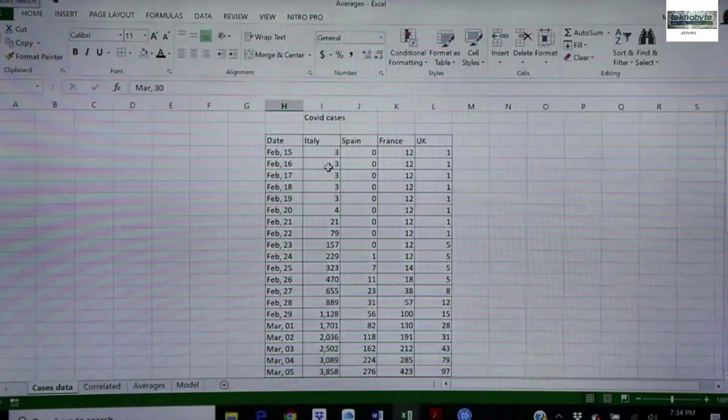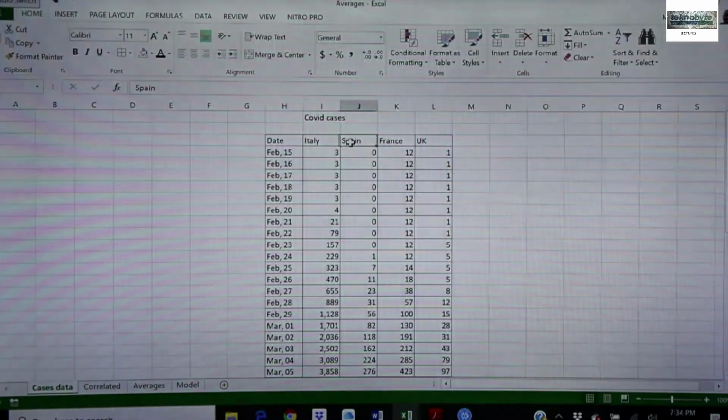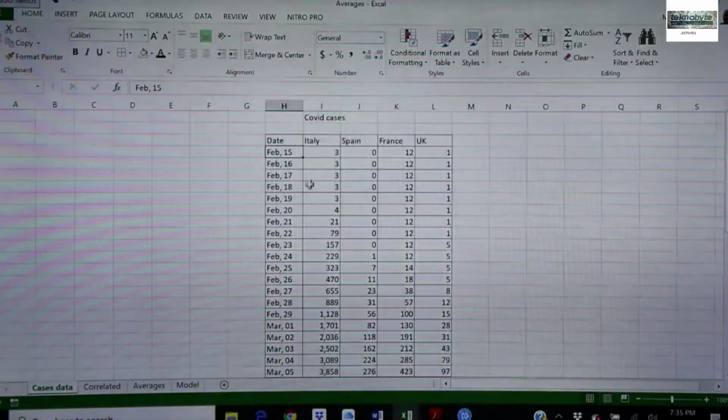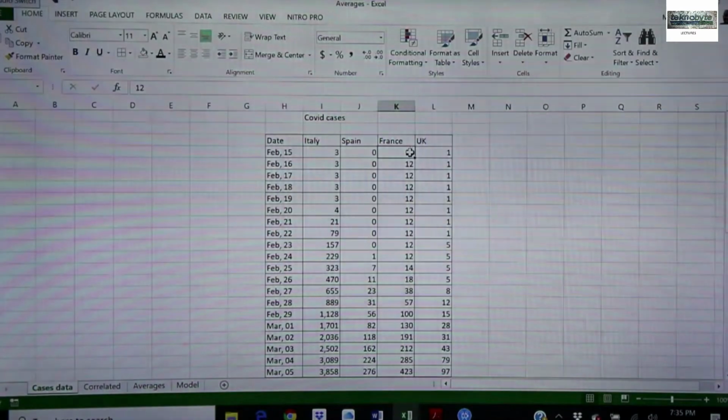So what I've done is to collect data from 4 countries: Italy, Spain, France, and the UK, and tabulated them between the dates of 15th February, when most of these cases were reported, and 30th March. And looking at this data, we find that on 15th February, actually there were very few cases at that time. In fact, more cases had been reported in France than in Italy, Spain and the UK.